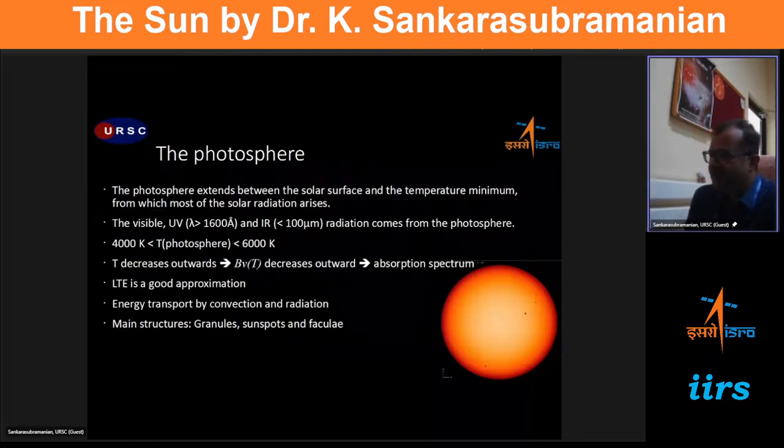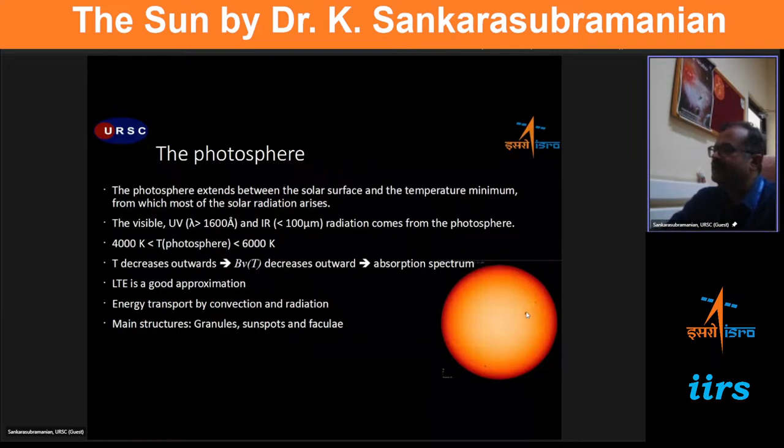We assume local thermodynamic equilibrium. That means the temperature is the same wherever you look in the atmosphere. The temperature distribution gets neutralized. There are not many gradients in the temperature, and the energy transport in this region is by convection and radiation. The main structures you see are the granules, sunspots, and faculae. I'll show you some of these structures in the photosphere.